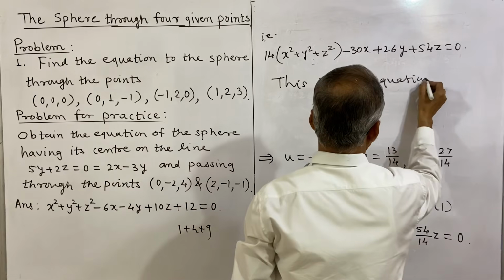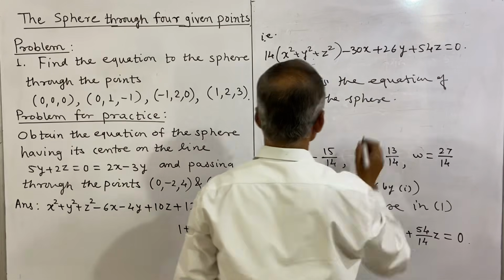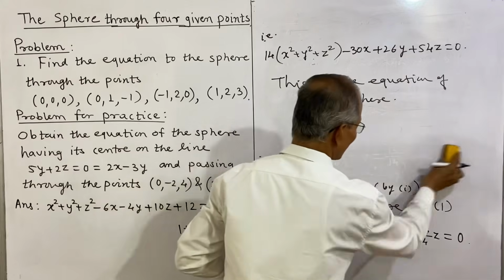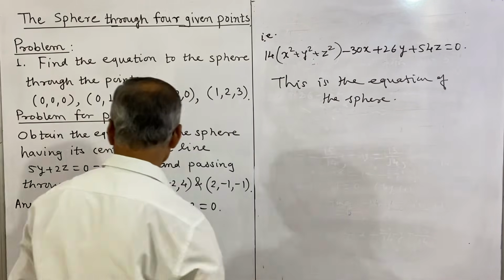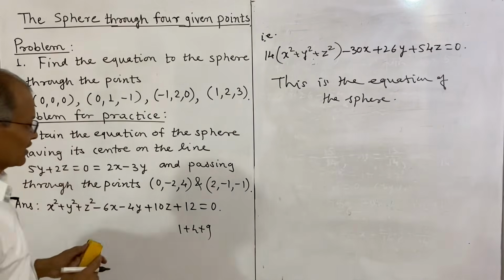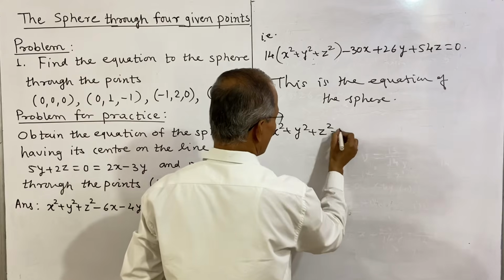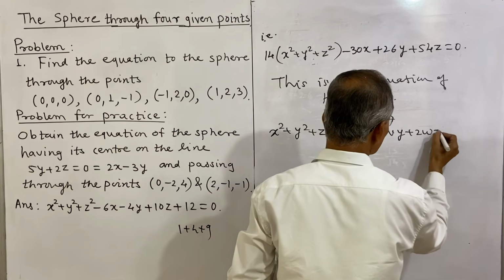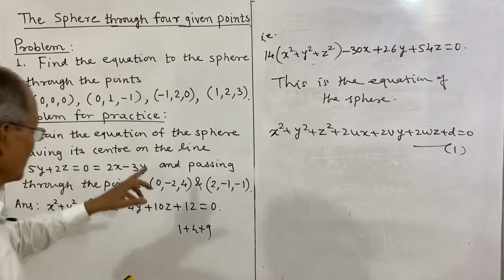In this way we can solve such problems to obtain the equation of a sphere passing through 4 given points. So I have written one problem for you to solve, and see how you will solve it. Write the general equation of the sphere, that is x square plus y square plus etc., and then we use the conditions like this. This is equation 1 as in the earlier problem.